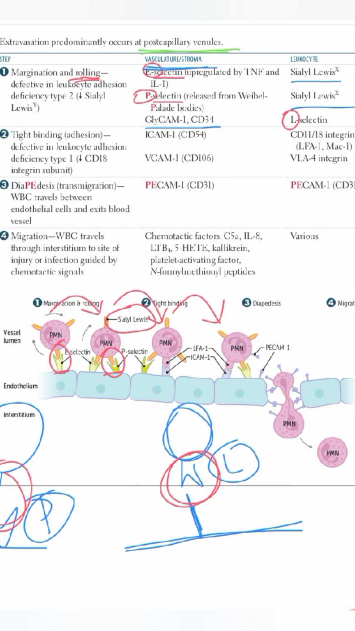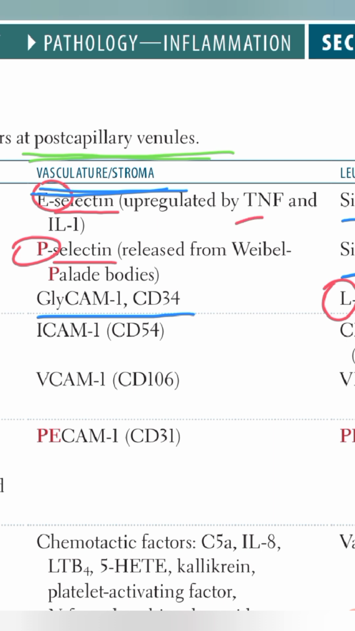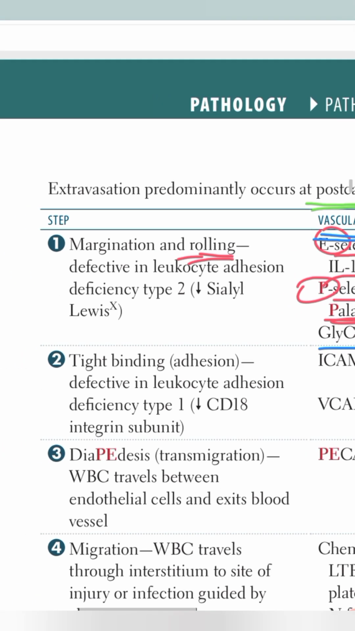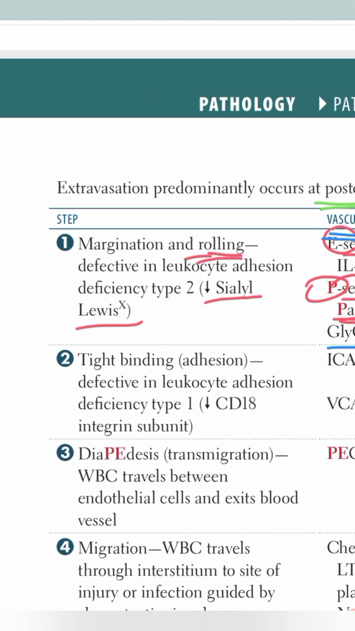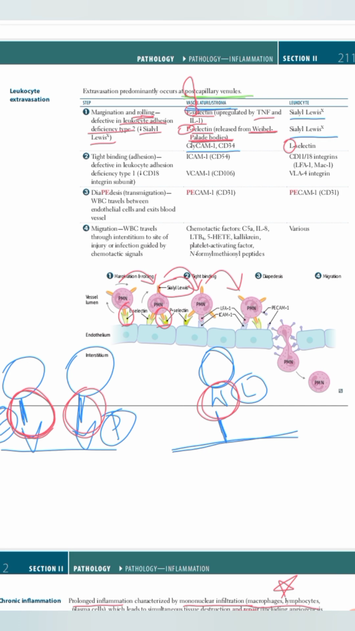So loose binding or rolling occurs with the help of specialized adhesion molecules known as selectins, which have 3 types. E-selectins are present on endothelium, and they are upregulated by tumor necrosis factor and interleukin 1, while P-selectin is present on endothelium, and also in platelets. Basically, they are present in intracellular stores in the endothelial cell granules known as Weibel-Palade bodies. And if there is a deficiency of CLI Lewis X, it will be known as leukocyte adhesion deficiency type 2. So that was the first step, margination and rolling.